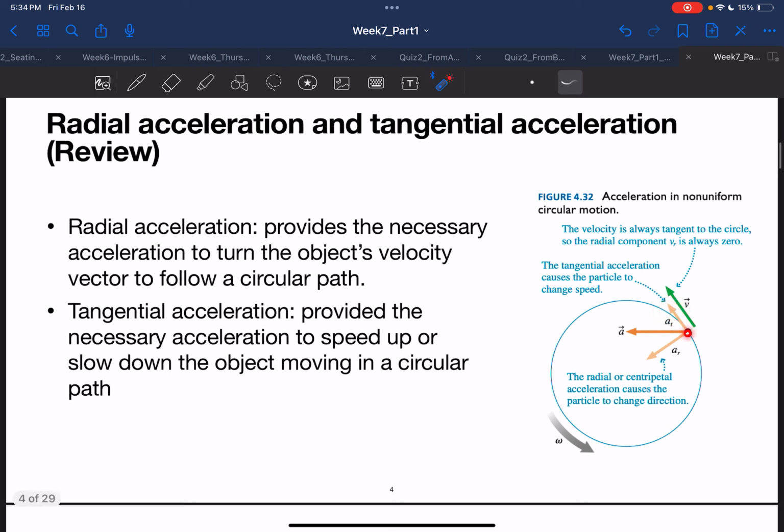So if this thing is speeding up, it's going to have a tangential acceleration in the direction of velocity. And then if we're trying to slow down the particle, it would have a component of tangential acceleration opposite to the velocity. And the net acceleration is basically the sum of the radial acceleration and tangential acceleration. So if we do a_r adding tangential acceleration to it, we get this is the net acceleration vector.